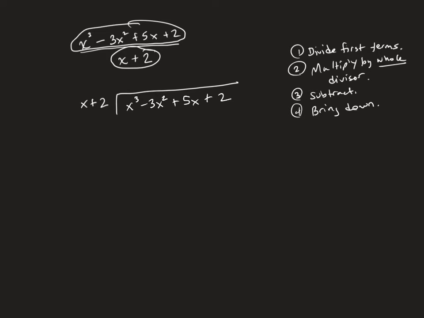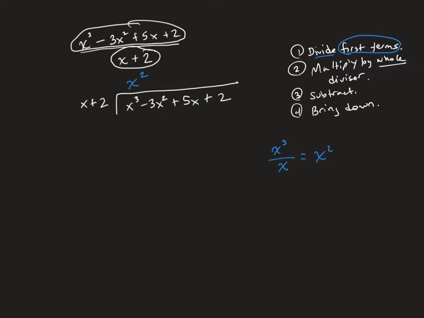So the first thing we're going to do is divide, but we're going to divide the first terms by each other. So if you look at the dividend, x cubed minus 3x squared plus 5x plus 2, the first term there is x cubed. I'm going to divide that by the first term of the divisor. The first term of x plus 2 is x. And if you remember your power rules, x cubed divided by x to the first will be x squared. That number is what goes on top.